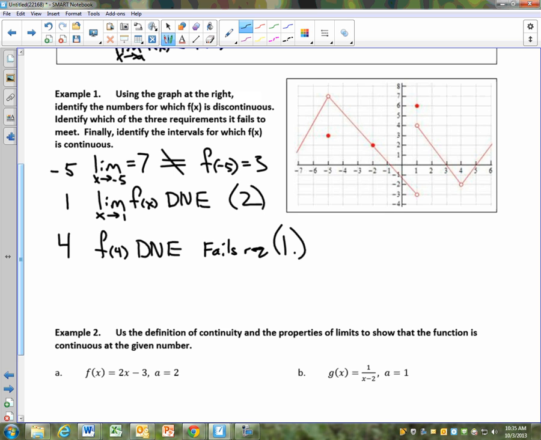I'm not going to get real critical on how you express those. You could just say that the limit as x approaches -5 does not equal f of -5. That will be fine as well. Okay? But that's the idea, that those are different values. What do you think? Easy enough? Okay.